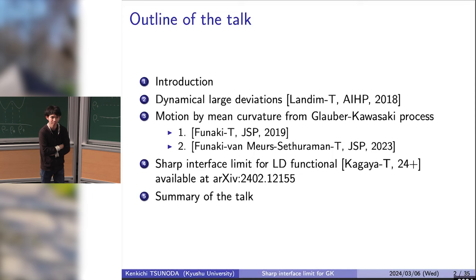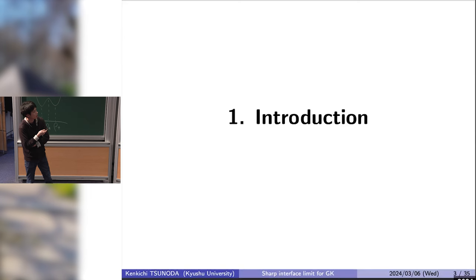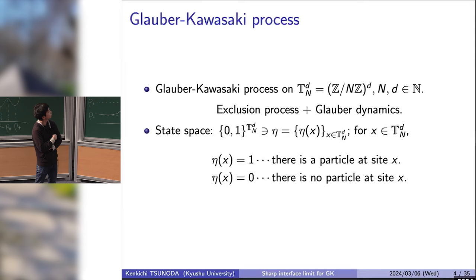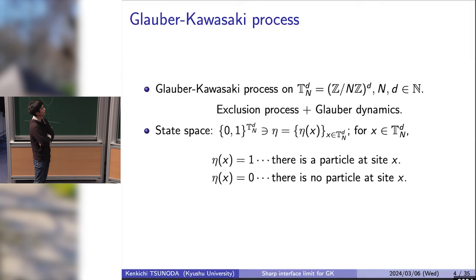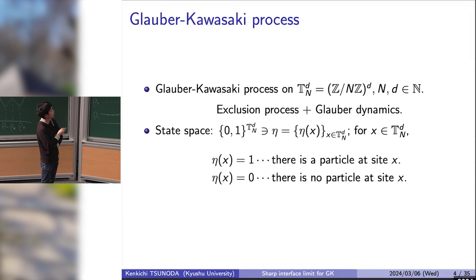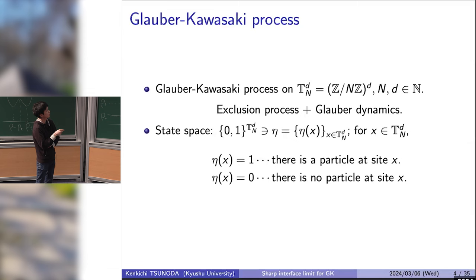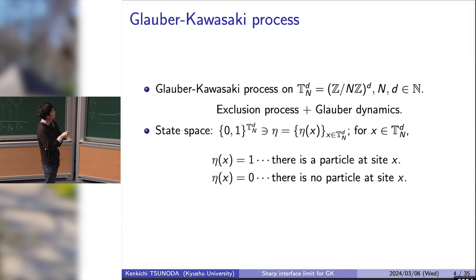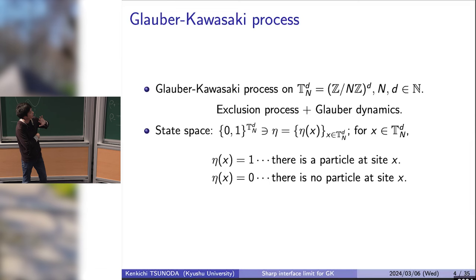Okay, let me start from the description of the particle system. So in this talk, we consider a so-called Glauber-Kawasaki dynamics, which is a particle system, and each particle moves on a periodic domain, D_N. And dynamics have two parts. The first one is an exclusion process, which is also called Kawasaki dynamics. And fortunately, Glauber dynamics appears several times in the morning session. We consider these two different dynamics. So we superpose two different mechanics as follows.